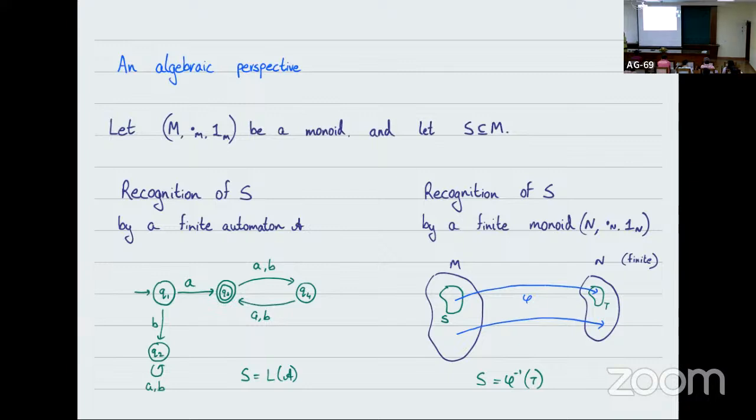Okay, similar to recognition by automata, we can also have a notion of recognition by monoids. We'll see how recognition by monoids works. And this is an important result, that these two notions coincide for monoids.